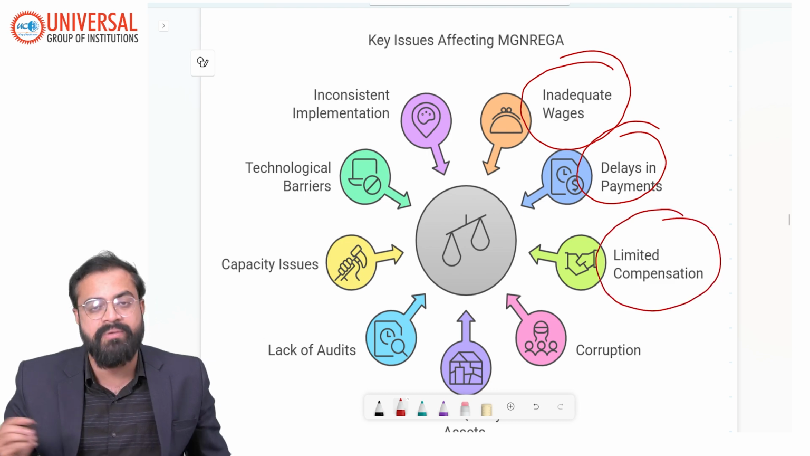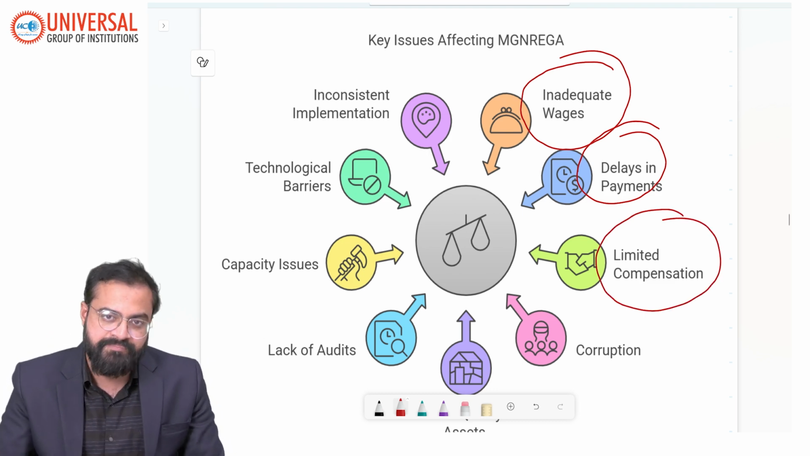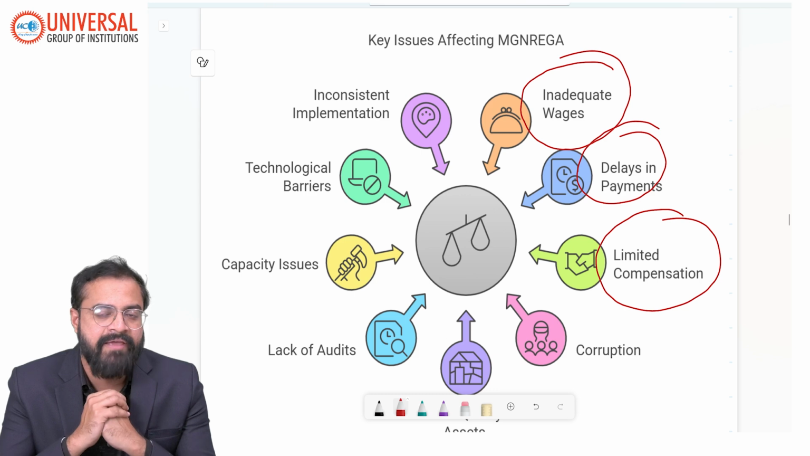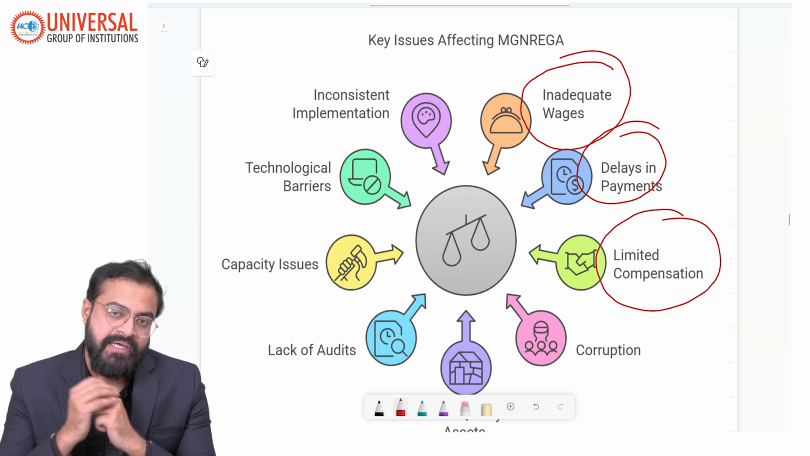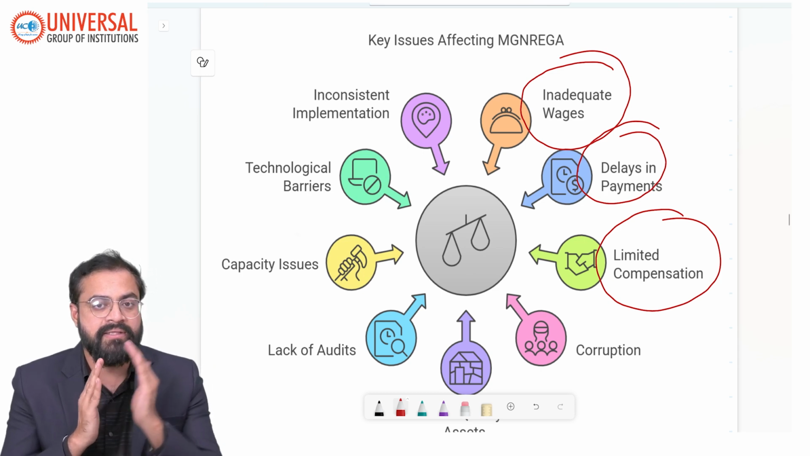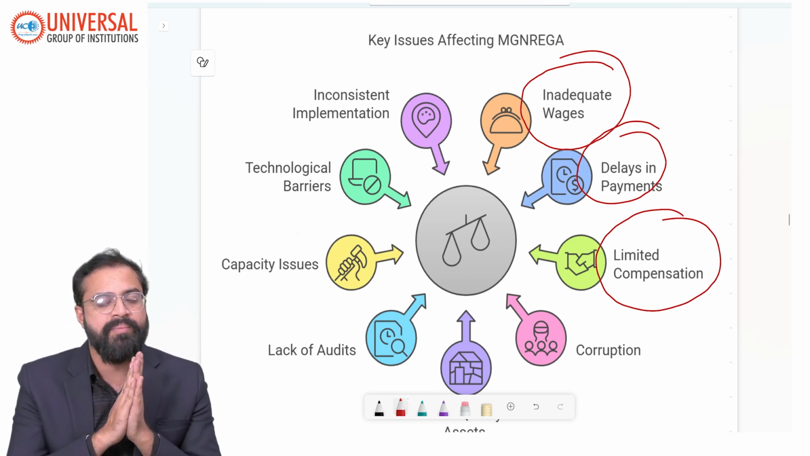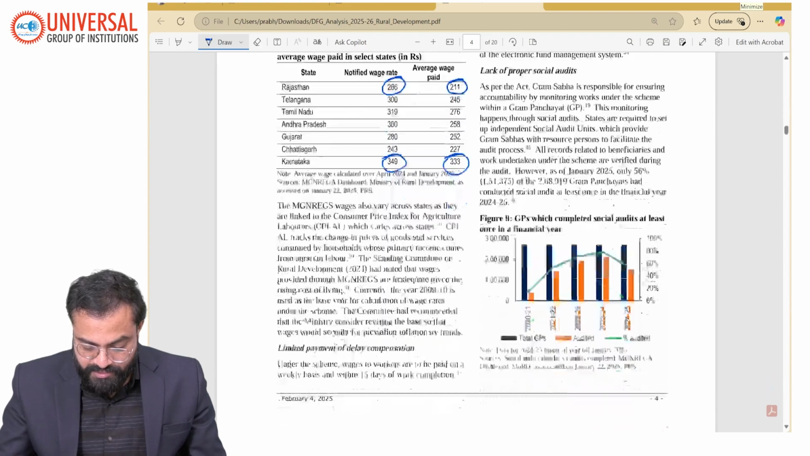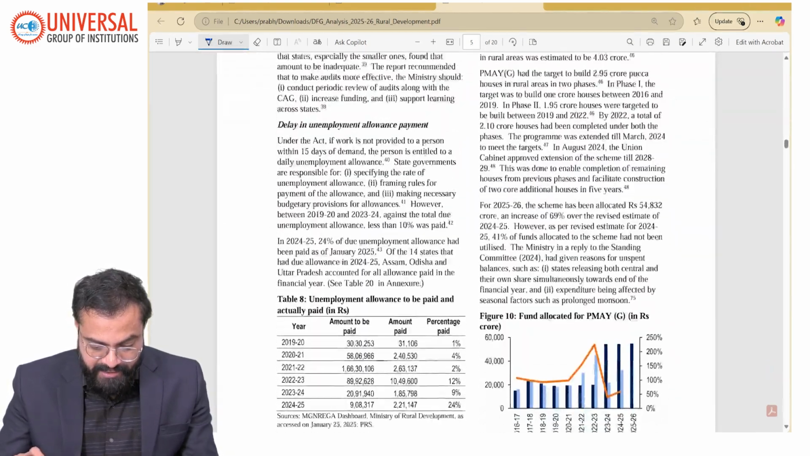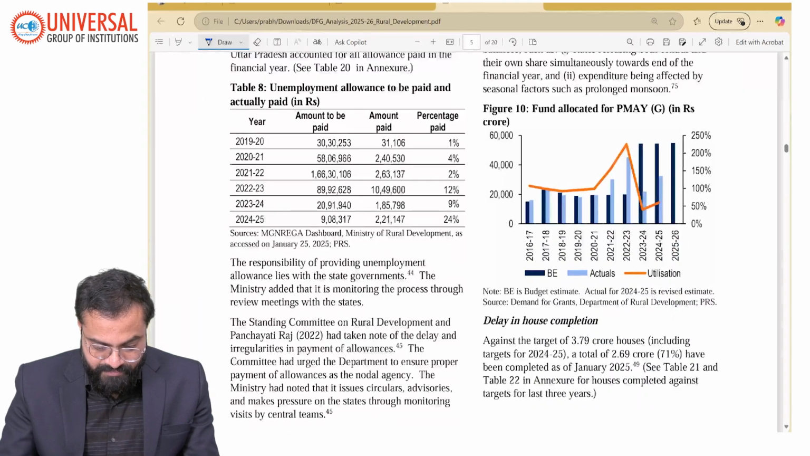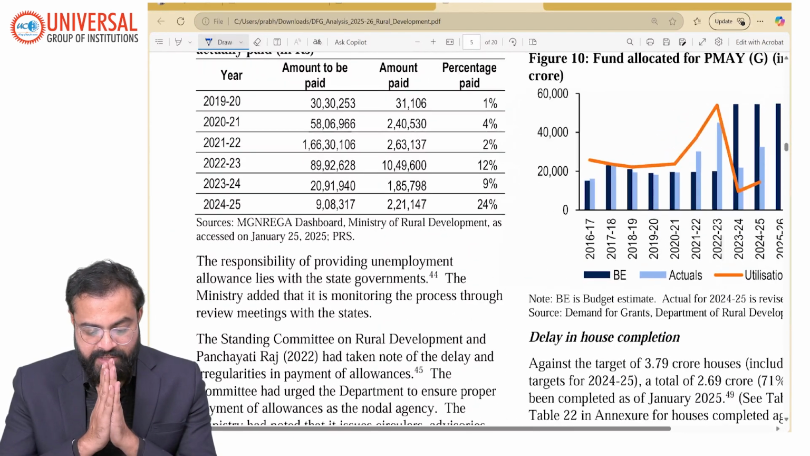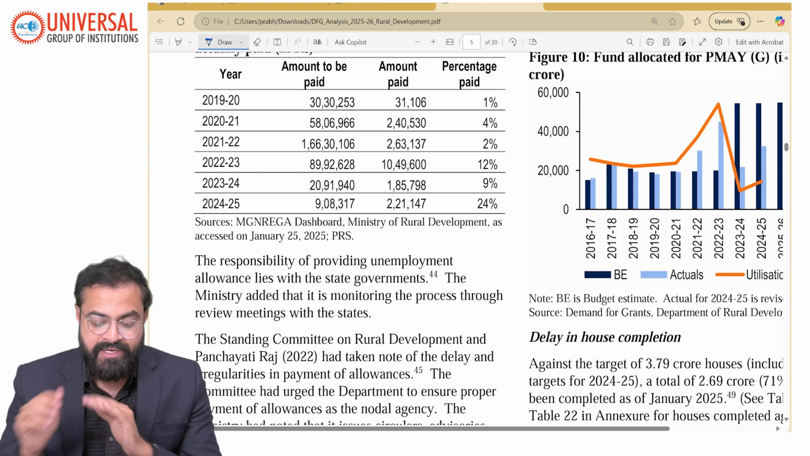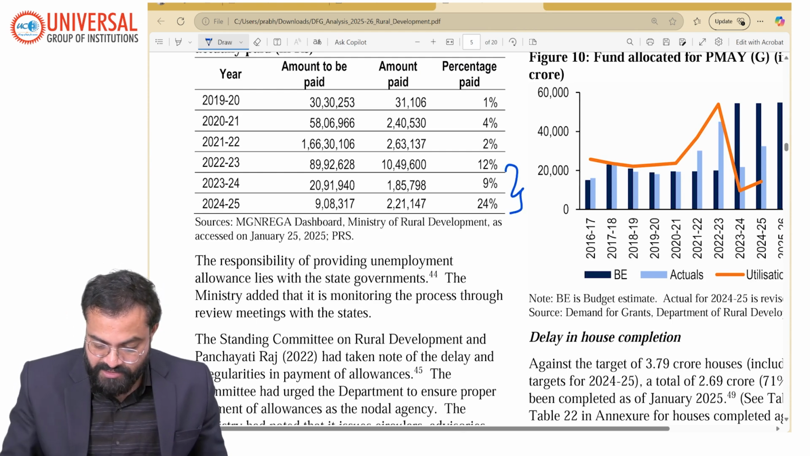Then the limited compensation. What I mean by limited compensation, see, whenever the state government is supposed to pay the unemployment allowance, if they fail to pay the unemployment allowance on time, the state government is imposed with a penalty. This penalty is also not being paid on time. Be it the setting aside of the wages and unemployment allowance, these compensations are also not being paid on time. Can you see very clearly, this highlights the delay in allowance payment, the unemployment allowance that is being paid here? Can you see for 24-25, the percentage that is paid happens to be 24 percent. For 23-24, that happens to be 9% only. So that is the next aspect.